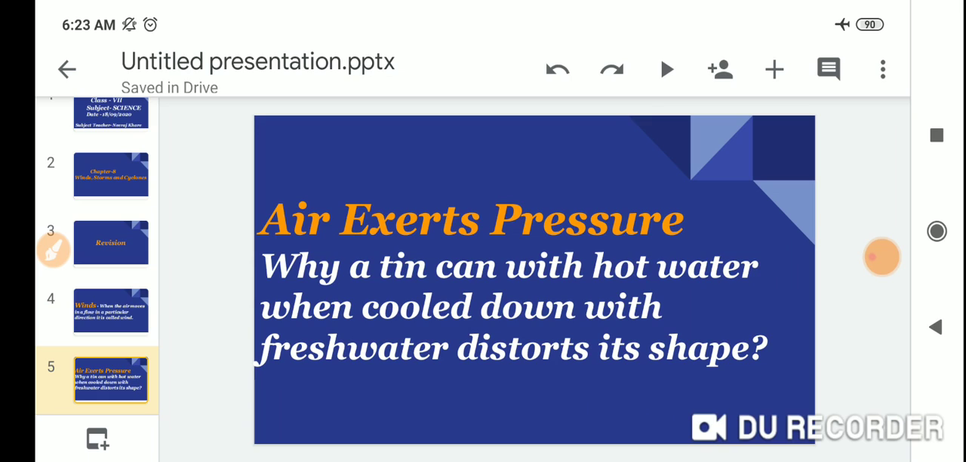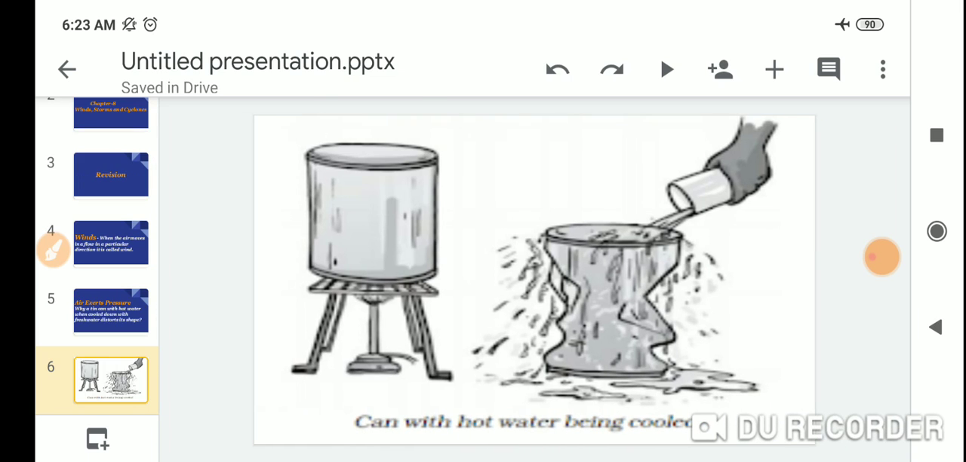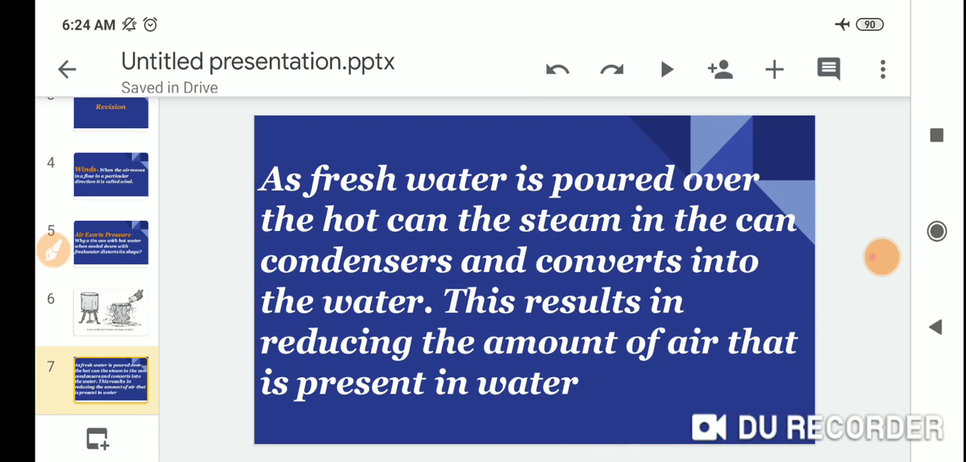Why does a tin can with hot water, when cooled down with fresh water, destroy its shape? Look at this picture: a tin can with hot water being cooled with cold water, and a plastic bag. Fresh water is poured over the hot can, the steam in the can condenses and converts into water. This results in reducing the amount of air present in the can.